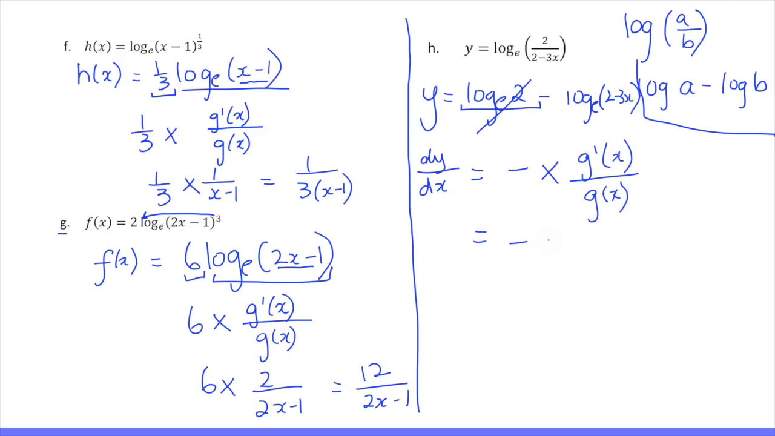That will be negative times the derivative of the inside, which is -3, and then the function itself is 2 minus 3x. So a negative and a negative makes a positive, so that will be 3 on 2 minus 3x.